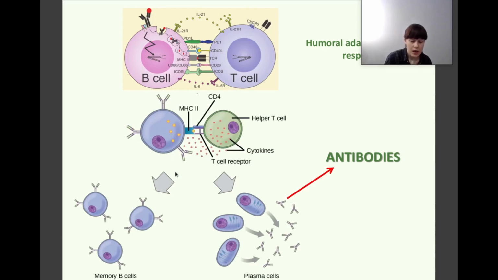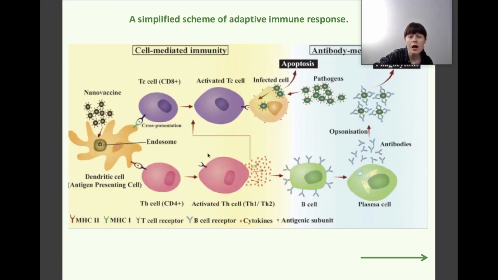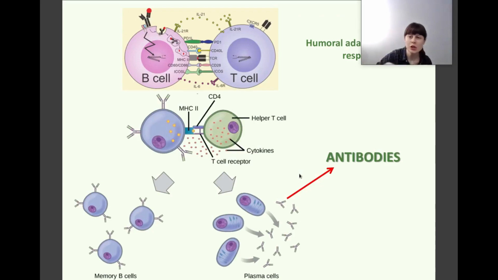This is the best example in immunology of collaboration between humoral and cell-mediated immunity, like you see in this slide. Firstly, we activate the cell-mediated type of immunity, and next, the cell-mediated type of immunity collaborates with antibody-mediated immunity to produce specific antibodies against specific antigen. Let's focus more on antibodies.